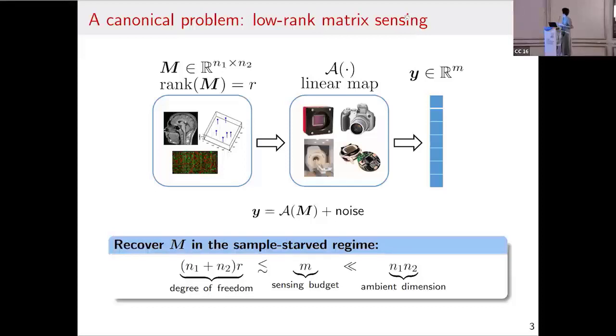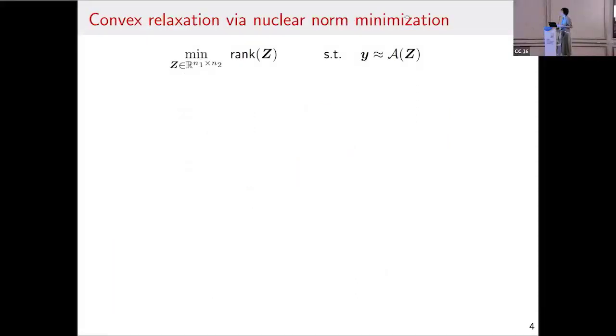Typically, we'll be interested in solving this problem in the so-called sample-starved regime, namely the sensing budget, the number of measurements you have, is usually much smaller than the ambient dimension of the matrix, but maybe just barely larger than the degrees of freedom of prescribing this low-rank structure. So we really need to leverage the low-rank structure if we want to solve this problem in a faithful manner. One intuitive approach is essentially trying to search among all the possible matrices and find the one that has the smallest rank that produces consistent measurements. Unfortunately, this kind of rank minimization is typically NP-hard and impossible to solve.